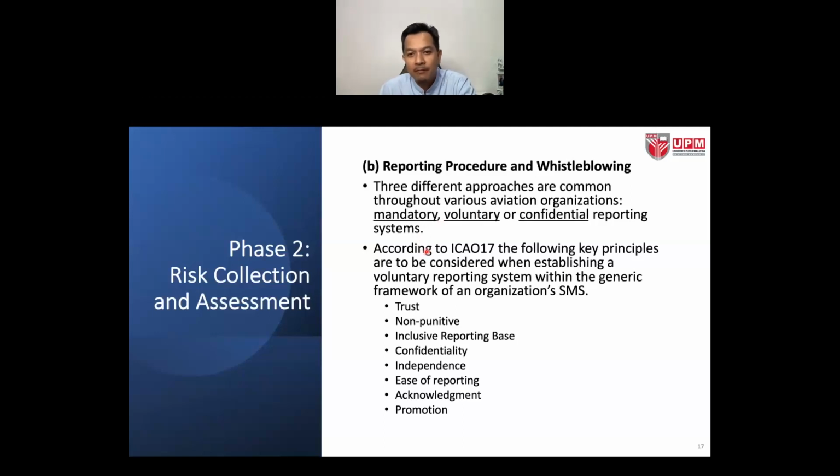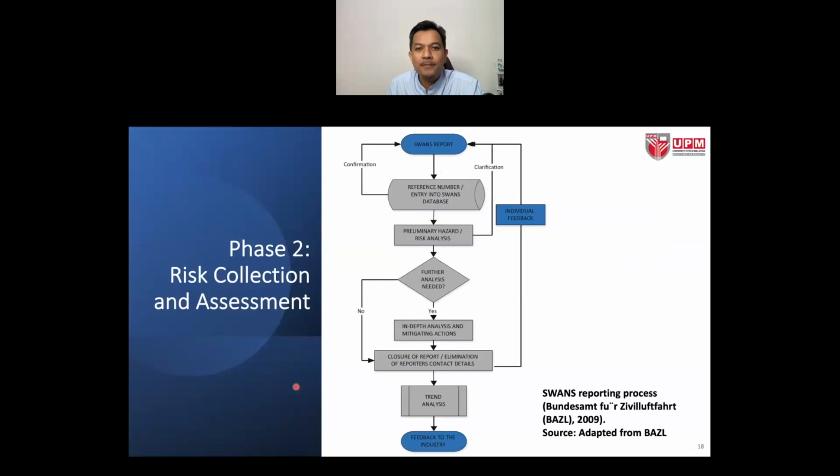According to ICAO, the following key principles are to be considered when establishing a voluntary reporting system within the generic framework of an organization's safety management system. The first one is trust, all right? And then non-punitive, inclusive reporting based, confidentiality, independence, ease of reporting, acknowledgement, as well as promotion.